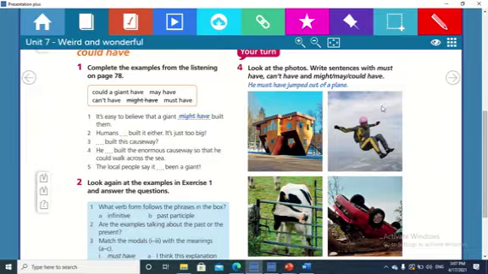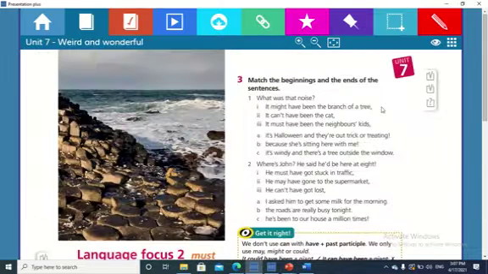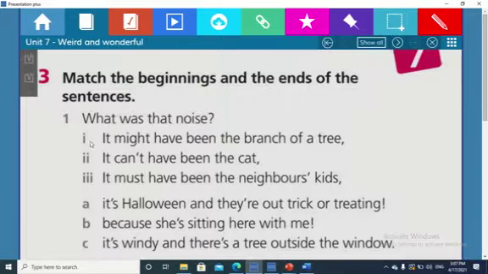Okay, let's move to exercise 3. Match the beginnings and the ends of the sentences. Here we have a question and we have guesses or speculations. So what was that noise? Here we have 3 different speculations. It might have been the branch of a tree. It can't have been the cat. It must have been the neighbor's kids.